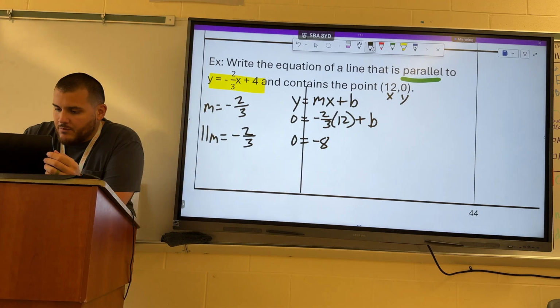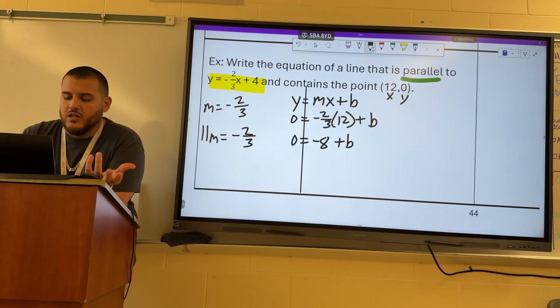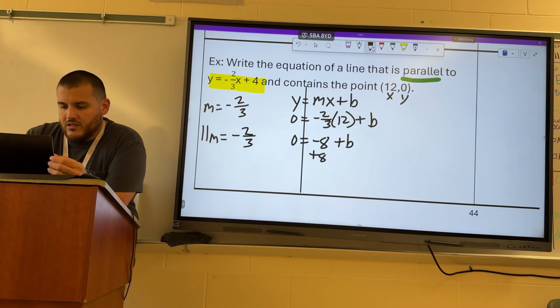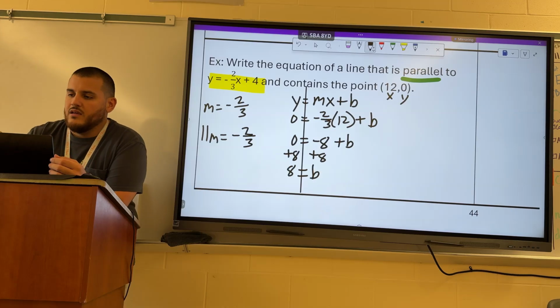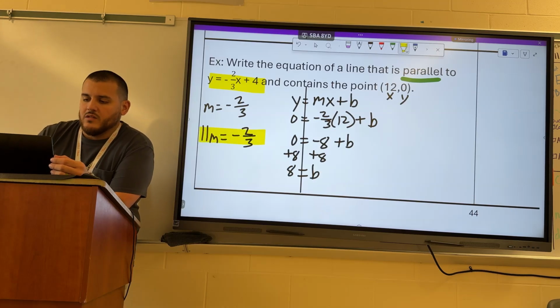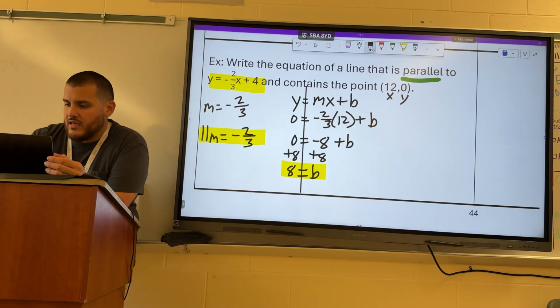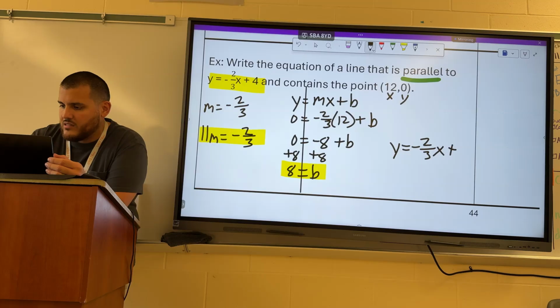Now to get that b by itself, we're going to use our addition property of equality. So we're adding 8 to both sides. We get a b of 8. Now we have what we need. The slope is -2/3 and the y-intercept is +8. So y equals -2/3 x plus 8.